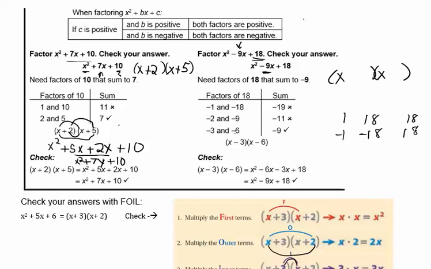And when I add those, I get negative 9. That's the one I want. So I want to use these, so I put in the minus 3, negative 3, and the minus 6 for the negative 6. And then I check with FOIL.